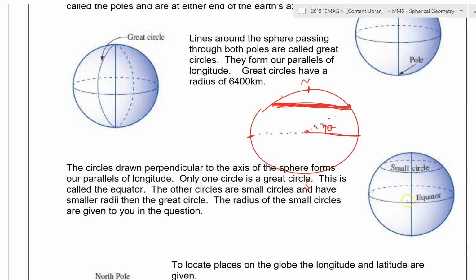So our longitude could be anything from 0 degrees all the way around to 180 degrees, either east or west. We are at about 150 degrees east.